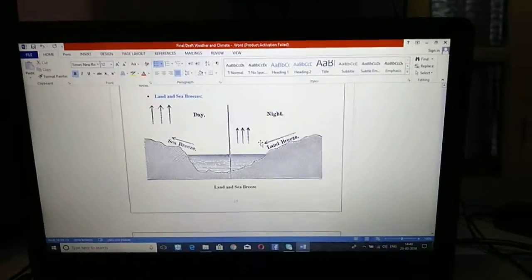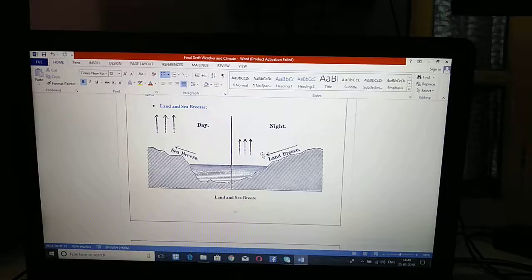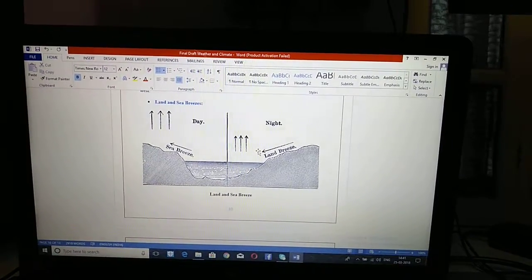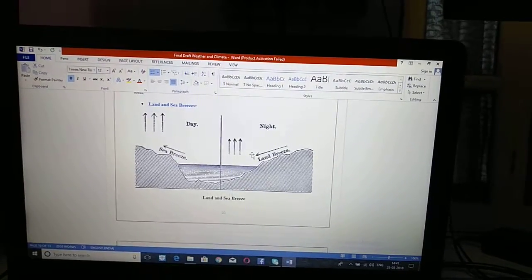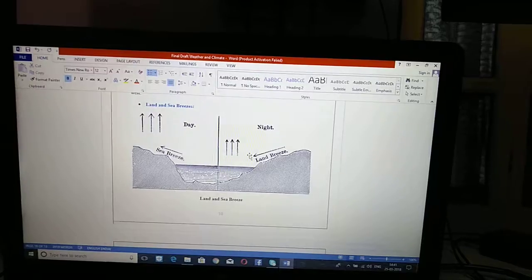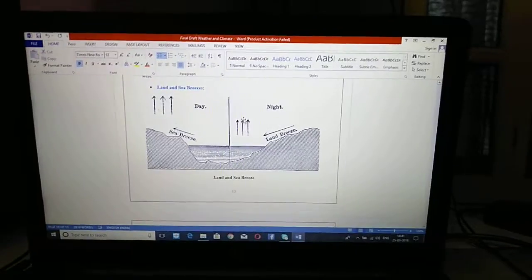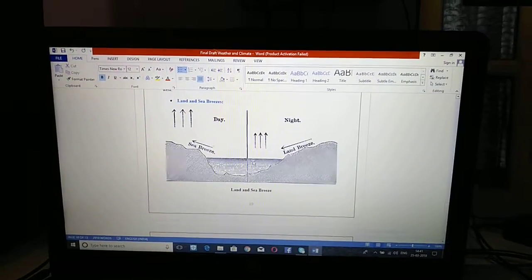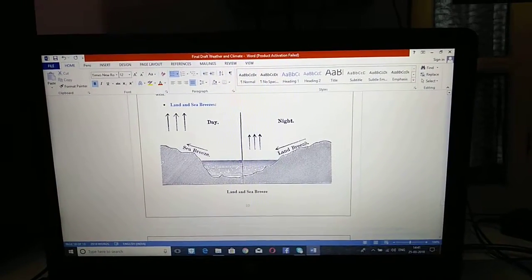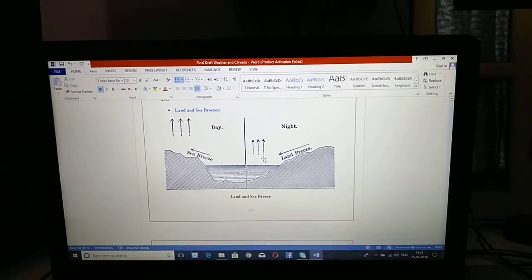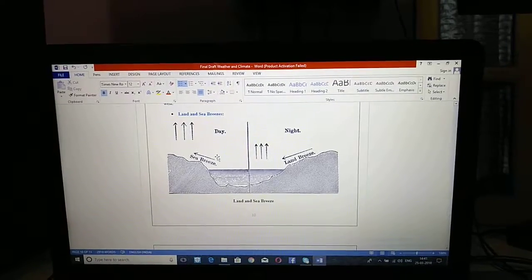We all know that during the daytime, land gets heated much faster compared to the sea. During the night, it also loses its heat and becomes cold when compared to the sea. So what happens during the night? The warm air from the sea rises up, and in order to take the place of the risen air, the cool breeze from the land flows down to the sea. Okay, so this is known as the land breeze. This is simply the opposite of the sea breeze.